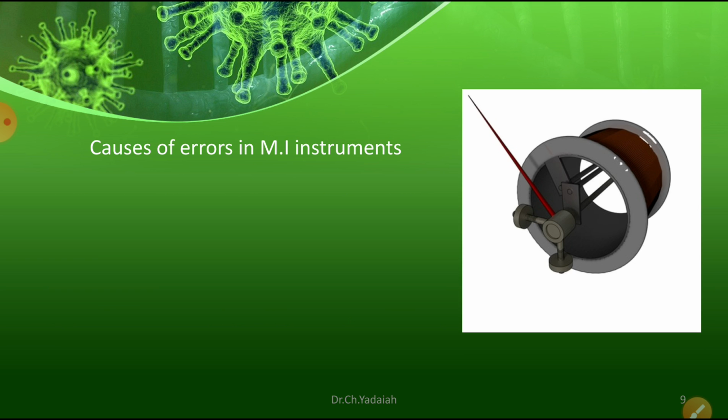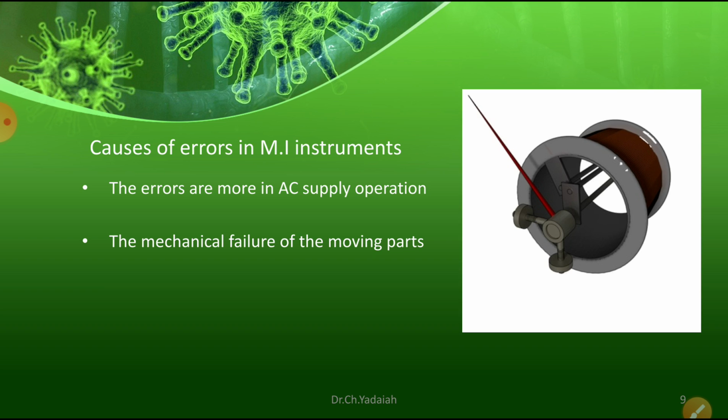Now, causes of errors in moving iron instruments. What are the causes? The errors are more in AC operation because of the presence of frequency, and the mechanical failures of the moving parts also. If the moving parts are unable to perform perfectly, if they are sluggish or unbalanced, then it leads to errors in our instruments. At the same time, due to external stray magnetic fields, strong surrounding magnetic fields impact our coils and the instrument's internal magnetic field, thereby the deflecting torque also changes.